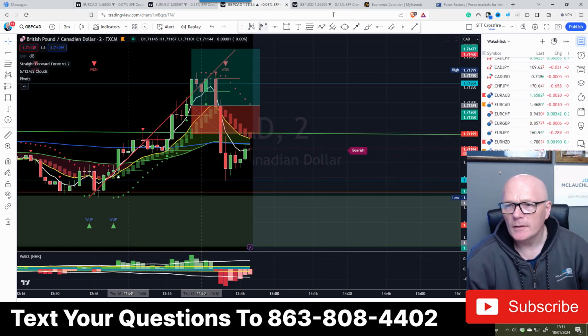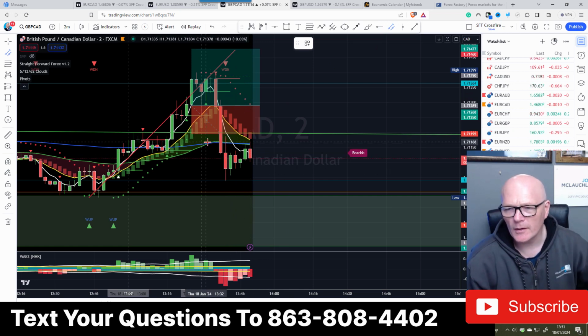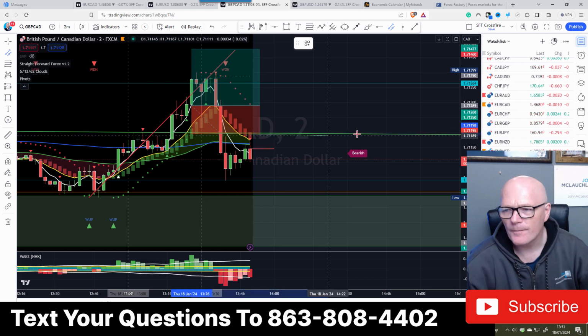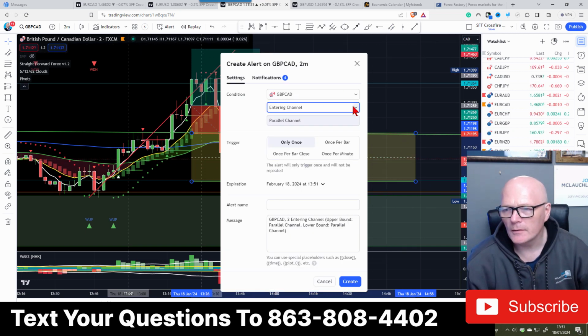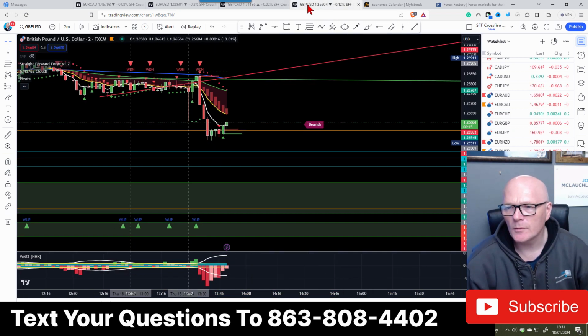GBP CAD. Parallel channel. This is the kind of area of consolidation here. So I'm going to go to the green trend line. I'm going to bring that as level as we can, and then just slightly below that wick. Click on the clock, exit in the channel, once per bar, create. And then the last one is GU.